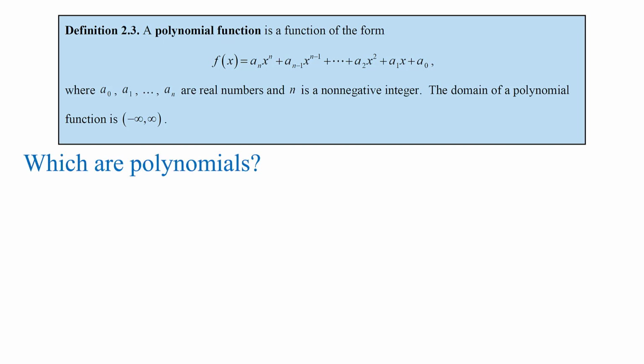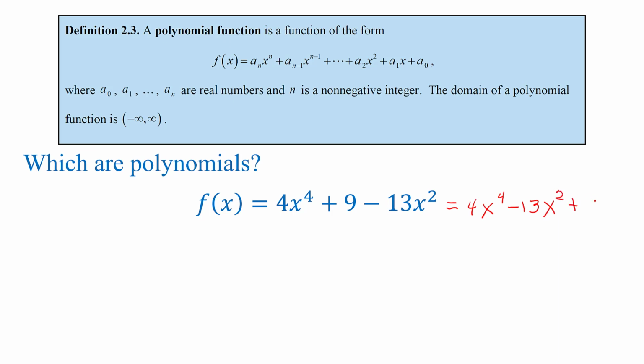And let's go ahead and look at some functions and determine which of these are polynomials, starting with f of x equals 4x to the fourth plus 9 minus 13x squared. We can rewrite f of x in descending order as 4x to the fourth minus 13x squared plus 9. And in either form, f of x is a polynomial.